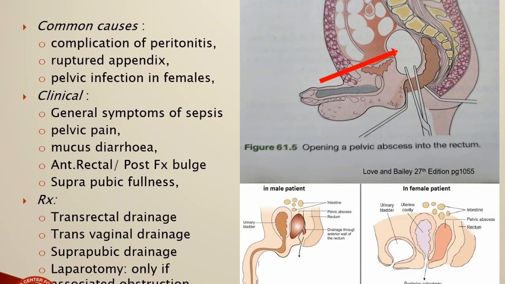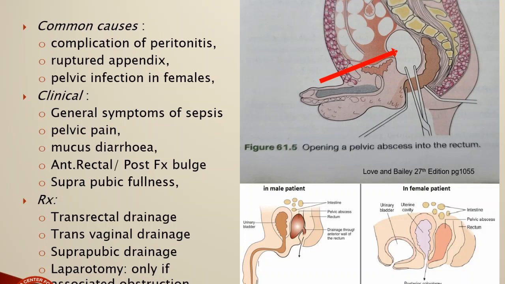Coming to the second most common site, and that's the pelvic abscess. The common causes could be arising from areas or pathologies lying in the close vicinity of these areas. Like for example, complication of a peritonitis, secondary or primary, a ruptured appendix, or could be arising from the female genital tract, infection of the female genital tract.